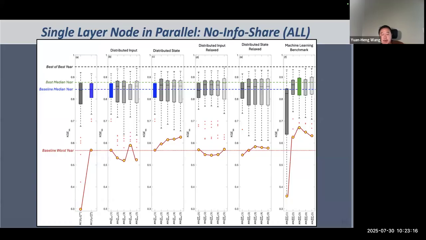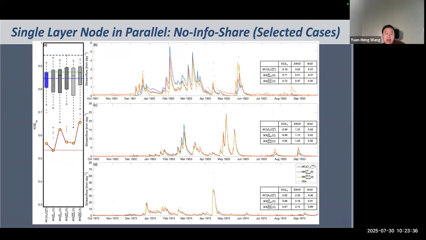So if we don't look at the machine learning benchmark, although the high percentile years performance is improving, the low percentile years performance decreases. So the distributed state case without the mass relaxation has the best worst year performance. And here I picked several cases to show the box plot and the hydrograph. So to quickly report the key findings.